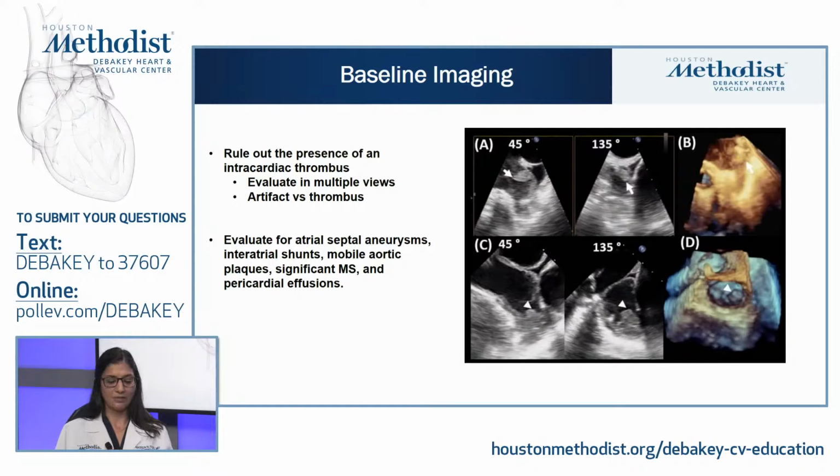Additionally, you want to evaluate for atrial septal aneurysms, interatrial shunts, mobile plaques, significant mitral stenosis, and pericardial effusions. This is a transseptal procedure, so these are things that you want to evaluate for. You want to evaluate for the plaque, because if the patients are presenting with a stroke, that's another risk factor for having future strokes.